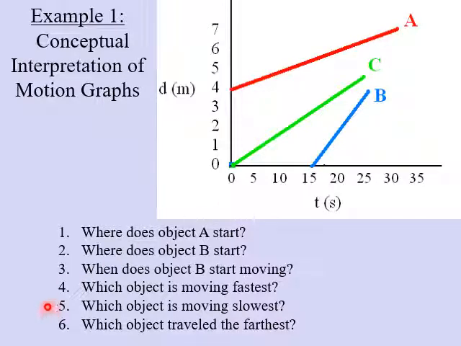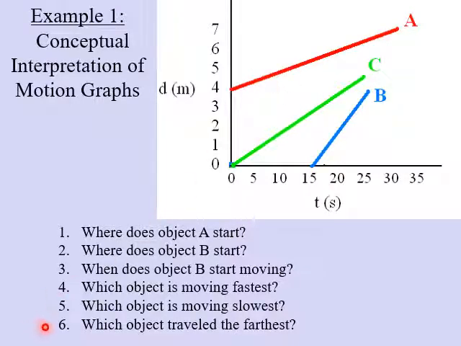Question number 5, a similar question: which object is moving slowest? So go ahead again and pause the video and answer this one. So again, using this concept of slope, which is equivalent to velocity, we are now trying to find the slowest object. So that means the object that has the least slope in its curve. And by looking at these 3 curves, we can see that object A has less slope to its line than either B or C. So A is the slowest.